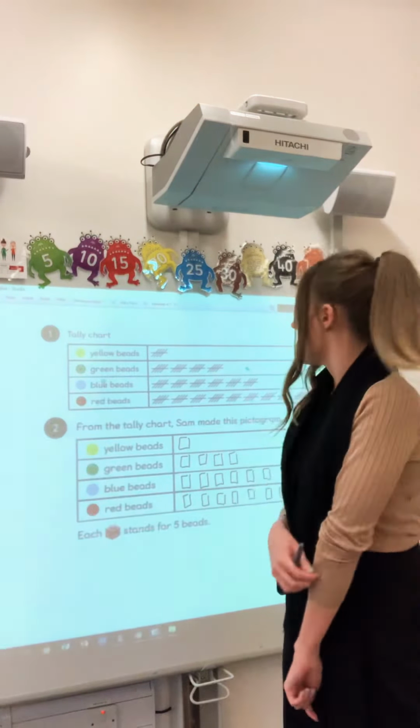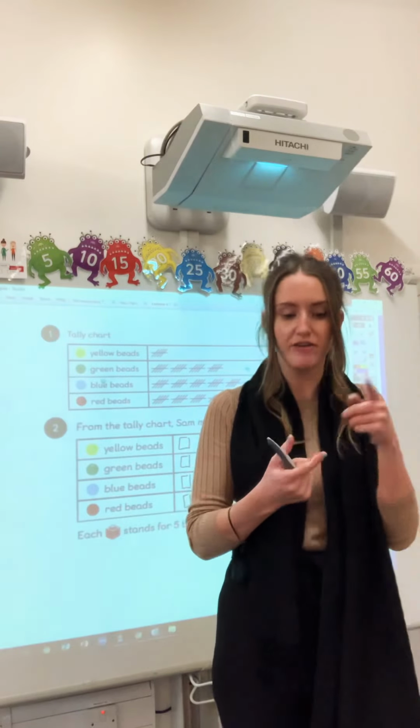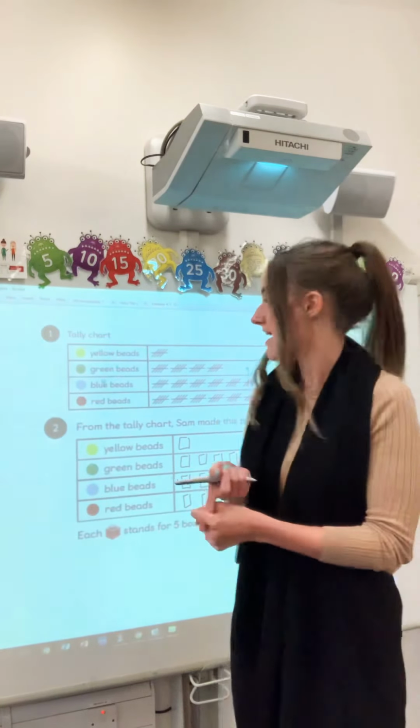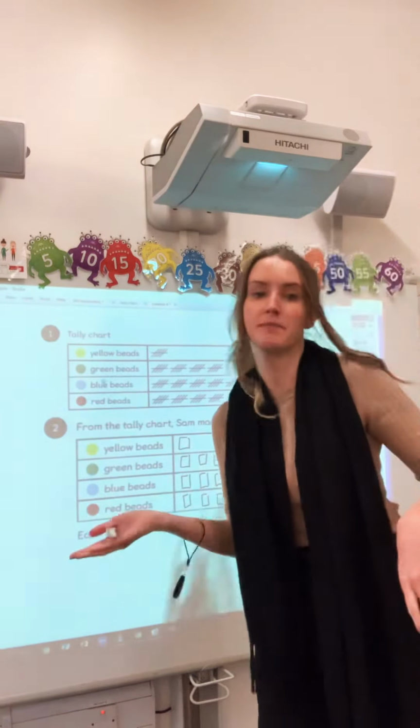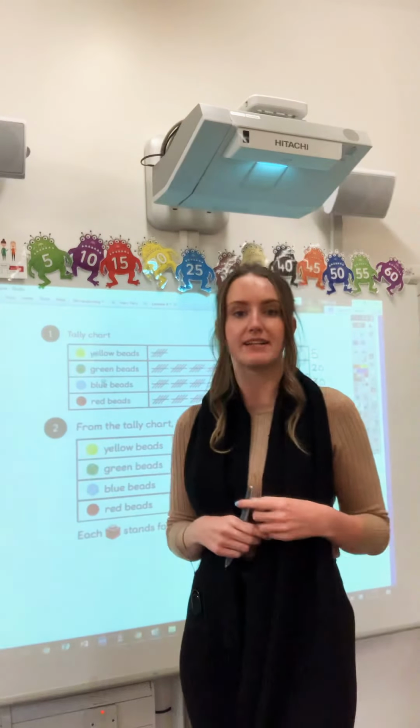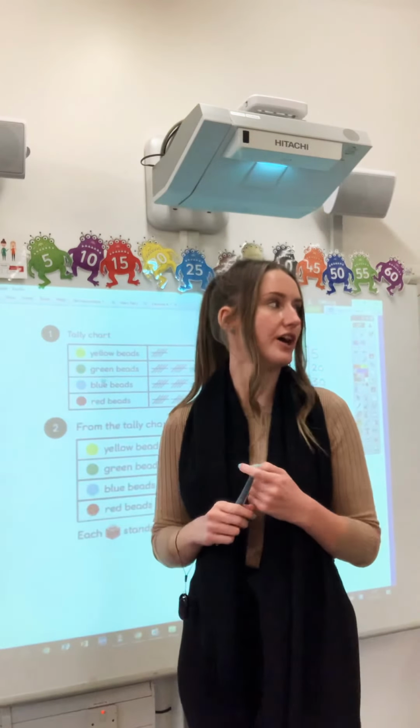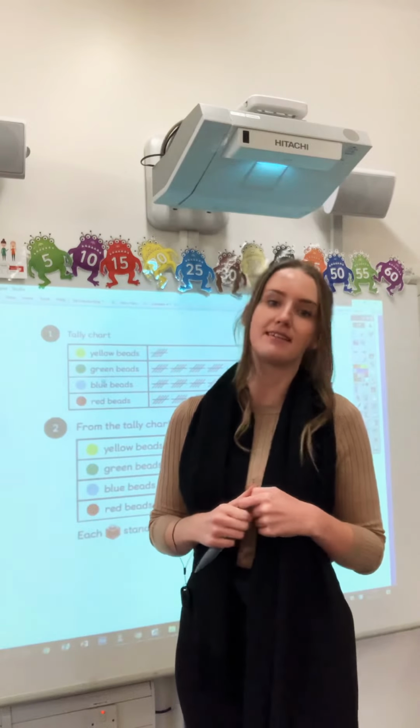Now I want you to come up with some sentences. So what does this tally and pictogram tell you? Which is the most popular bead? So what is the most of? What is it the fewest of? How many more green beads are there than yellow, for example? So you might want to pause the video while you chat to your adult and see what you can find out.